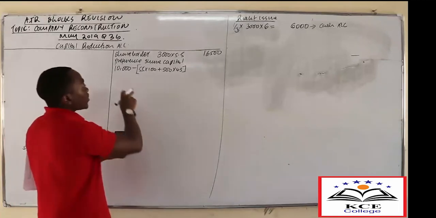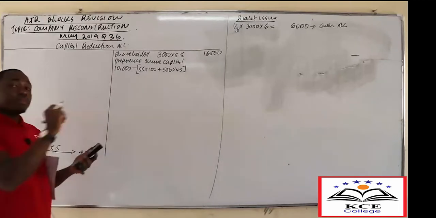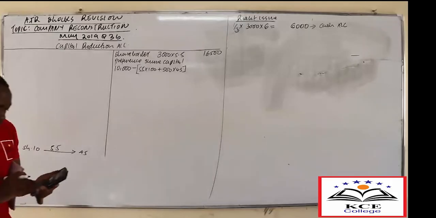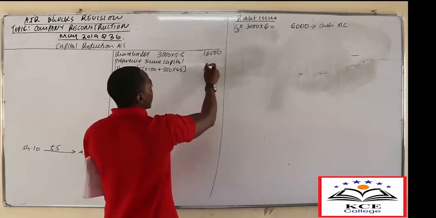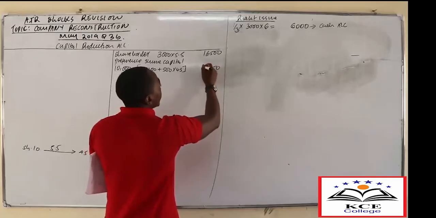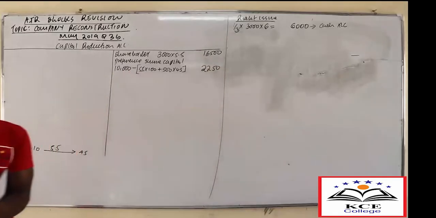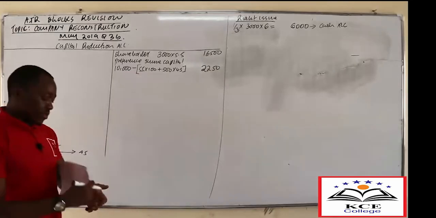But the preference share capital was how much? 10,000. So that means they sacrificed some of their wealth. So it's 10,000. You minus that, and they sacrificed a wealth of 22.50. Good. A preference shareholder, they are part of the debt holders.